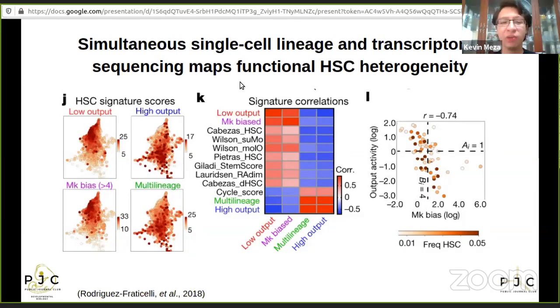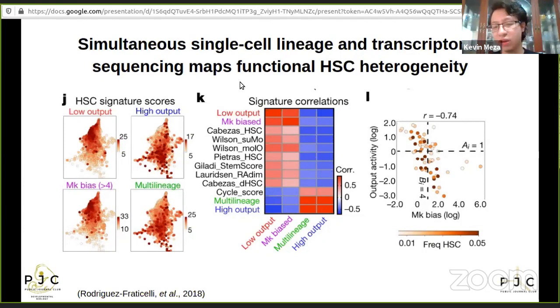Okay. Then in panel K, we can see the correlation values between certain markers of hematopoietic stem cells, and they highlight that the hematopoietic stem cells with low outputs and great MK bias are anti-correlated with the markers of cell cycle score, suggesting that this group of cells are remaining in a quiescent state. Which is pretty important.